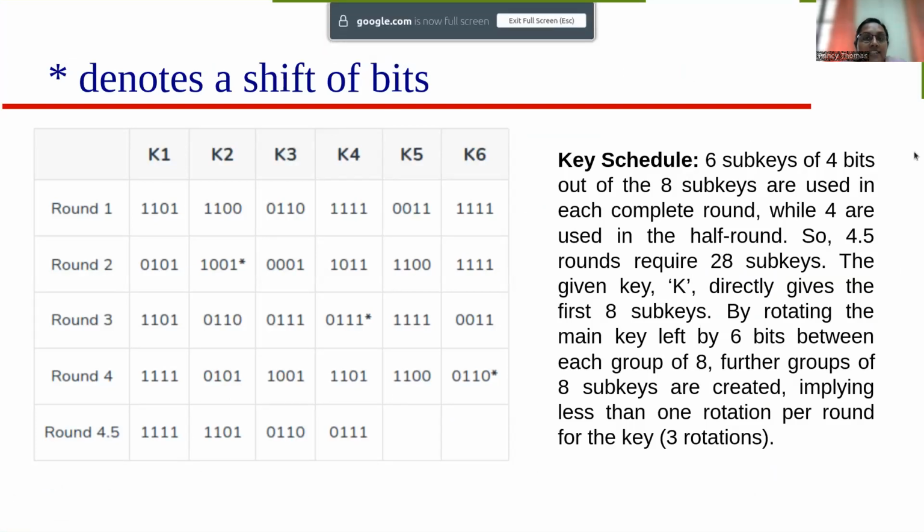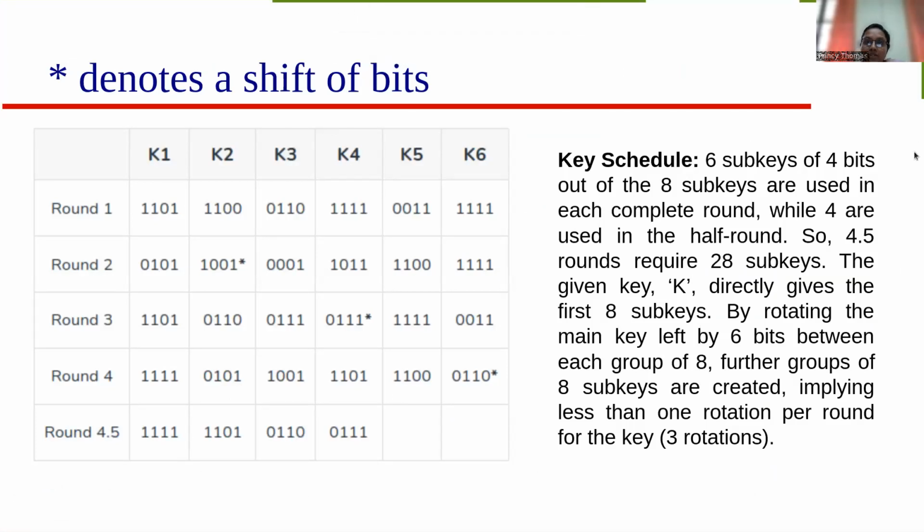Now let's look at how the rest of the rounds are being done. Here we are doing a simplified version, so there are only 4.5 rounds. The first round we explained in detail. For the first round, we had a key with 4 into 8, of which only the first 4 bits we used. The rest 4 bits will be used in the second round.